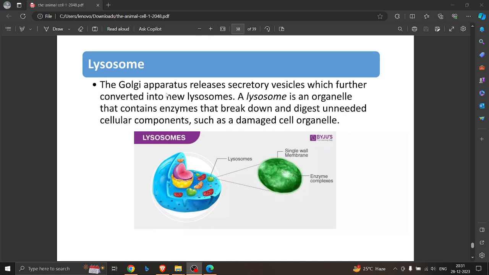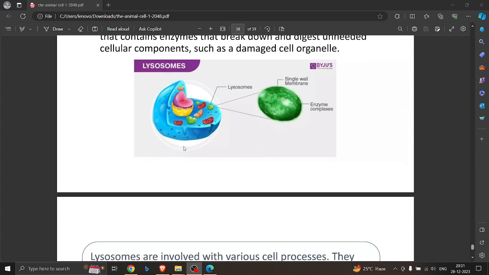Lysosome. The Golgi apparatus releases secretory vesicles which are further converted into new lysosomes. A lysosome is an organelle that contains enzymes that break down and digest unneeded cellular components such as damaged cell organelles. This is a diagram of a lysosome.